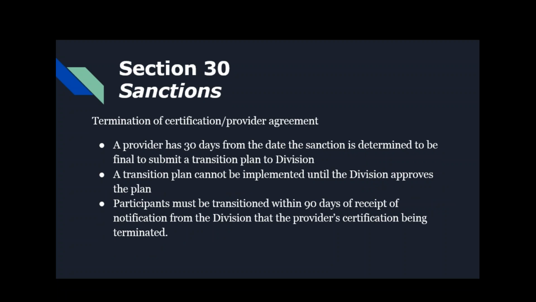If it is determined that the provider certification shall be terminated as a result of non-compliance with the rules, the provider must submit a transition plan for the participants served by the provider to the division within 30 days of the final sanction. The plan must be approved before implementing, and transitions must be complete within 90 days of notification of decertification. Participants must also be transitioned within those 90 days of receipt of notification from the division that the provider certification is being terminated.